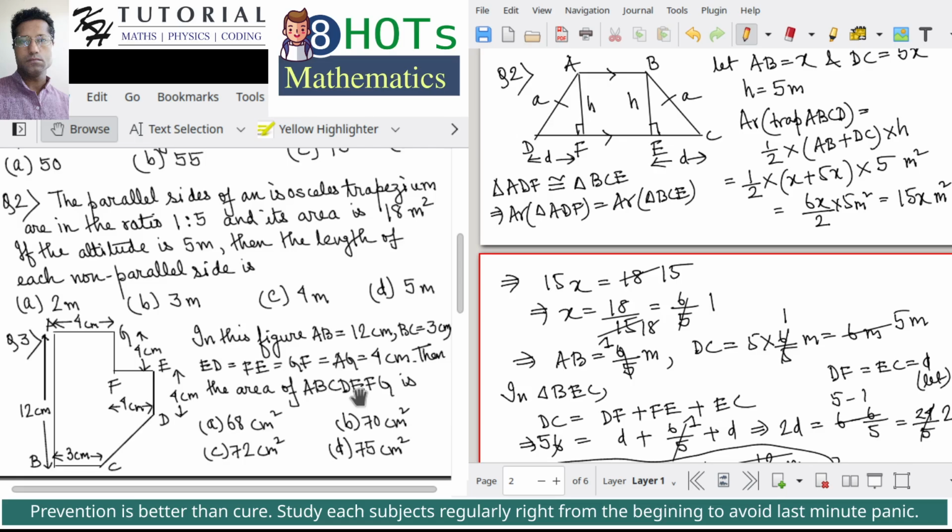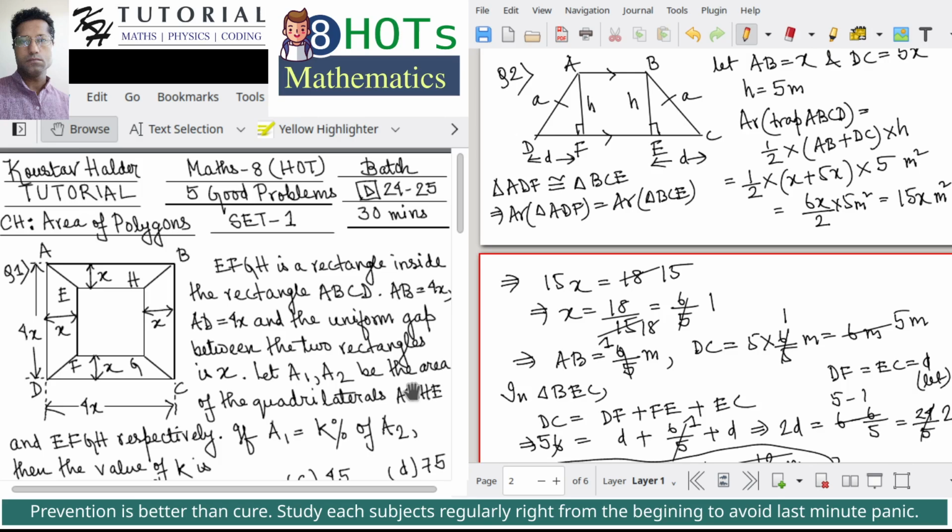This should provide a good practice of the concepts of finding area of polygons, that is quadrilaterals, trapeziums, regular polygons, irregular polygons, and also triangles, squares, rectangles, all these polygons. So this brings to an end the solving of the 5 good problems of set 1 on the chapter of area of polygons.